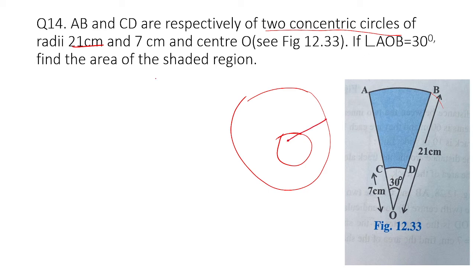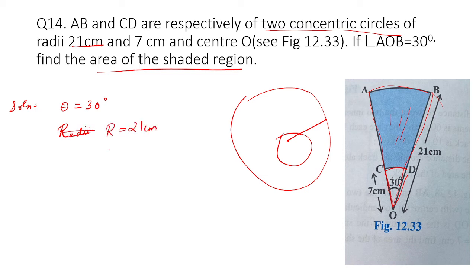We are asked to find the area of the shaded region. Very simple. If I take the area of this sector, this is a sector, right? If I take the area of this sector and subtract the area of the smaller sector, then I end up getting the remaining area. So let us go. First solution, theta for both cases is given as 30 degree. I can call it the bigger radius to be 21 centimeter and the smaller radius, that is 7 centimeter.